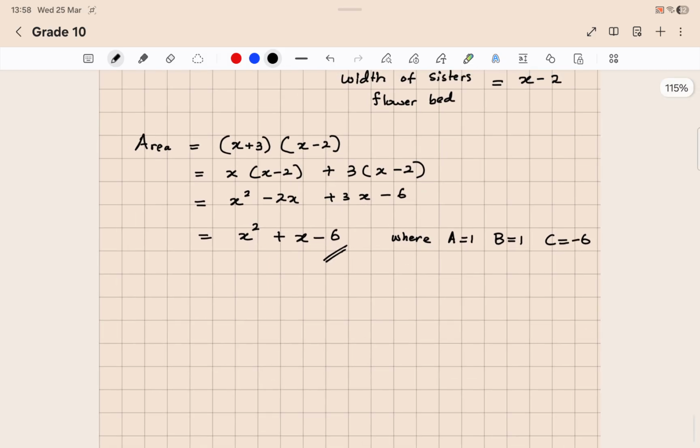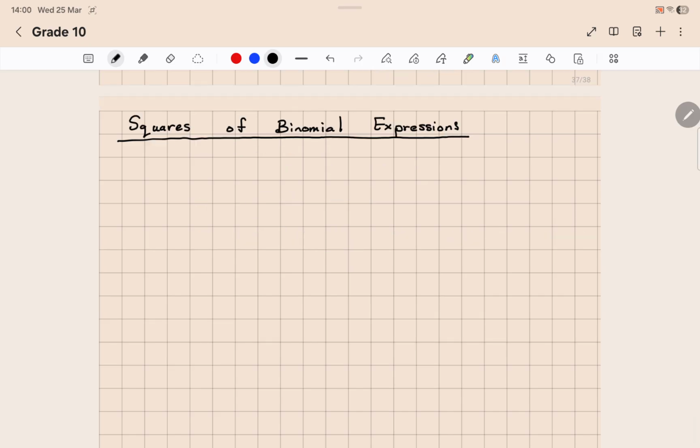Next we look at squares of binomial expressions. A square is what? Square is multiplying the same term by itself. So x squared, like this. Then for binomial expressions, if you multiply the binomial expression by itself like this, you get a square of binomial, x plus 2 square. So what we want to see is what is the expansion of this type, right?